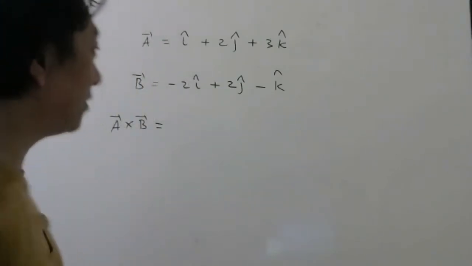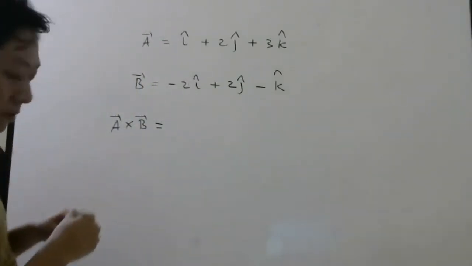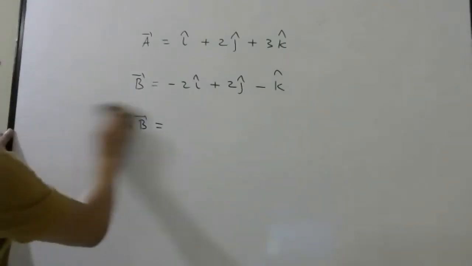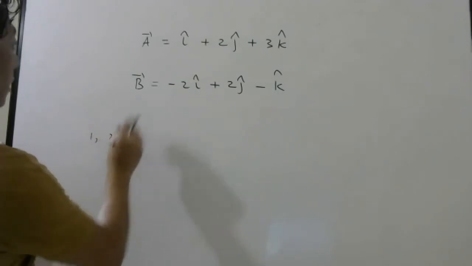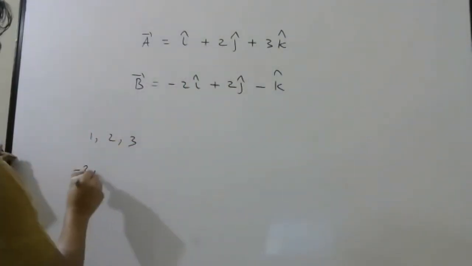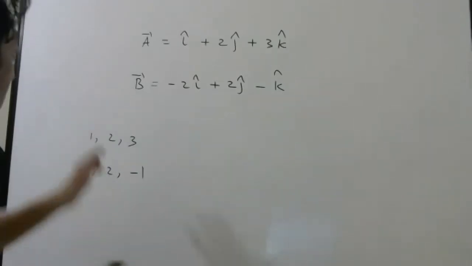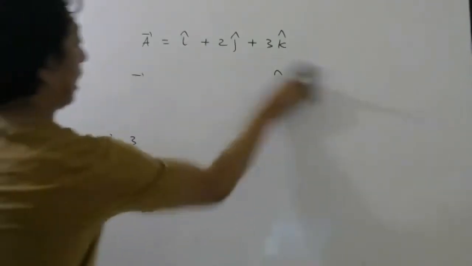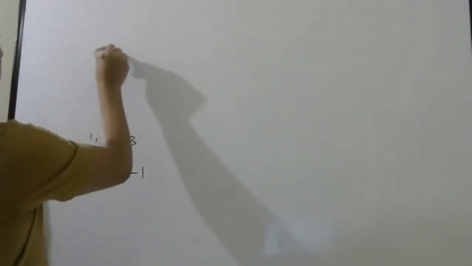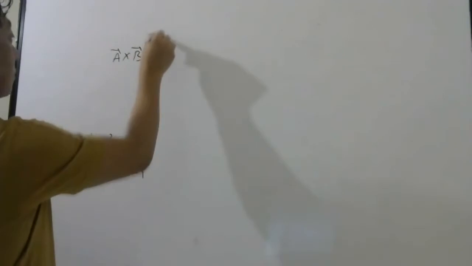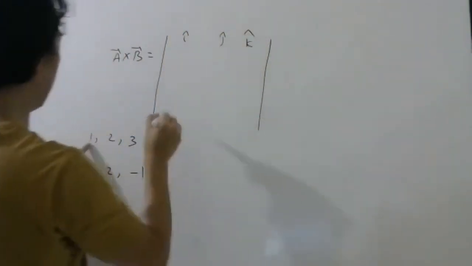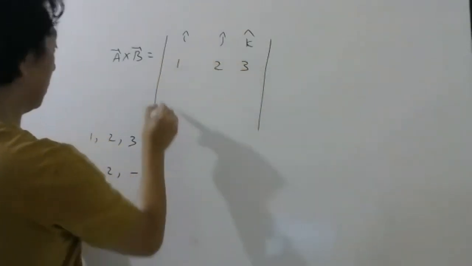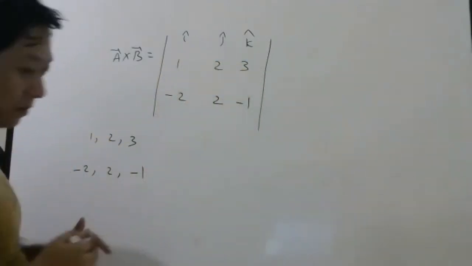Okay, so let me just quickly check once. 1, 2, 3, x, y, z, minus 2, 2, minus 1. So I'll do it here because it is easier for me. So A bar cross B bar. Draw these lines, i cap here, j cap here, k cap here. 1, 2, 3, minus 2, 2, minus 1.